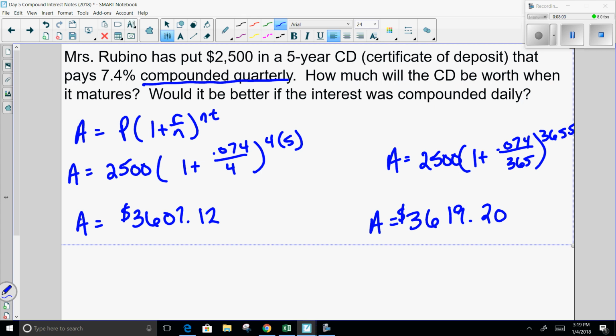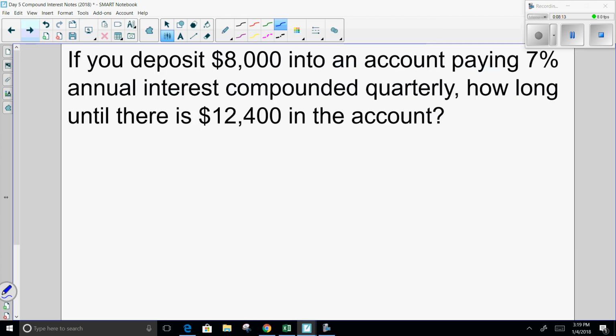So when you compound it daily, you get a little bit more money. Why? Because you compound the interest. You figure interest every day, so you get a little bit more money over those 5 years. Not a lot, but a little bit. Okay. So let's look at the next example.